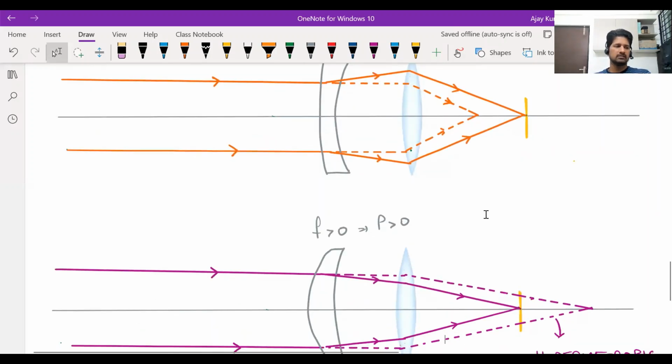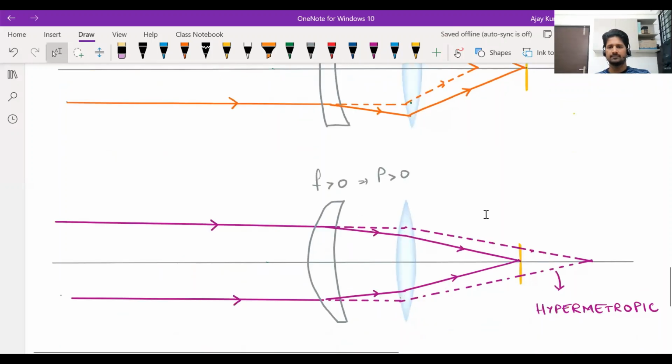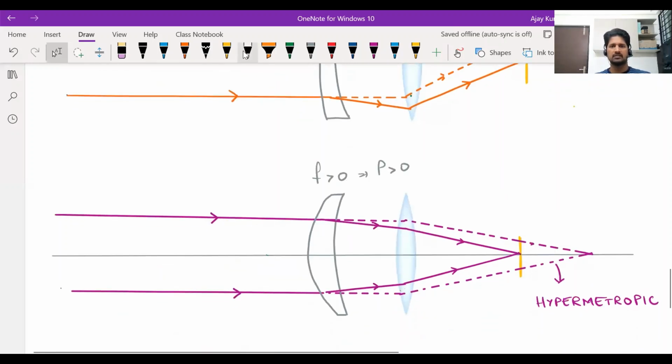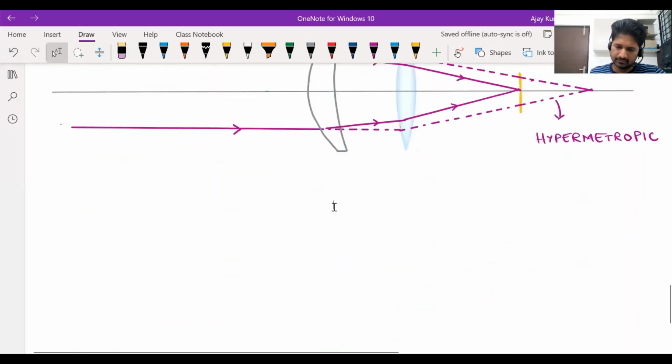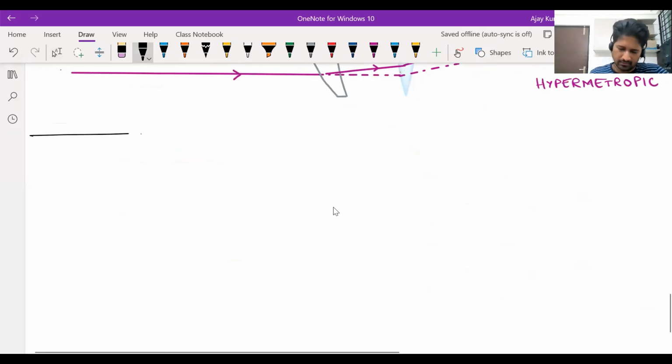Okay, are these two cases clear to all of you? Any doubt in this? Isha, did you understand? Yes, sir. Okay, Rishi, is it clear? Yes, sir.